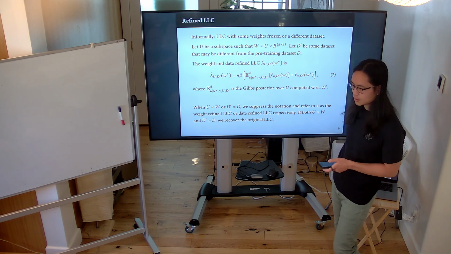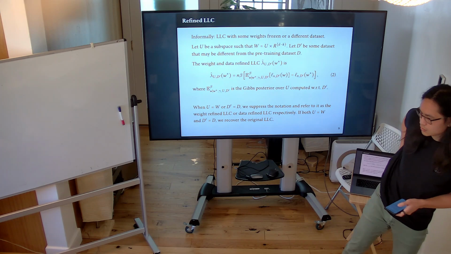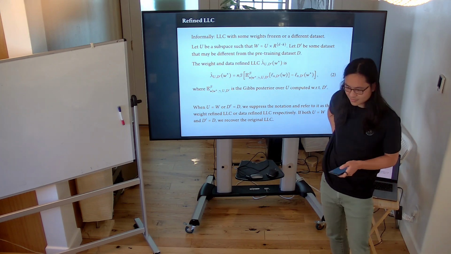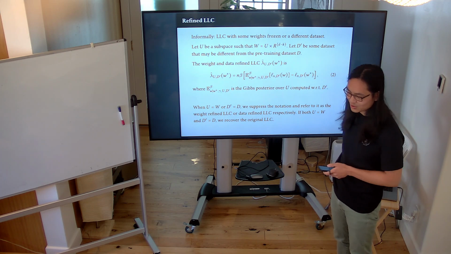I guess following up on that question, are you only considering basis-aligned restrictions? Because you could also restrict to other linear projection subspaces. Yeah, I think for now at least we're just considering basis-aligned. Okay.